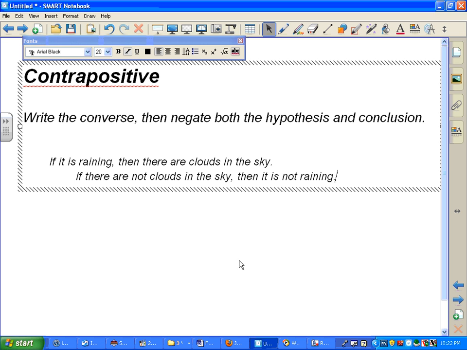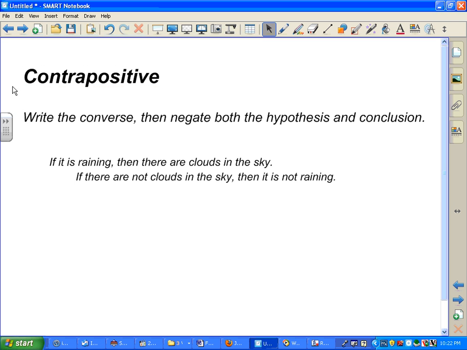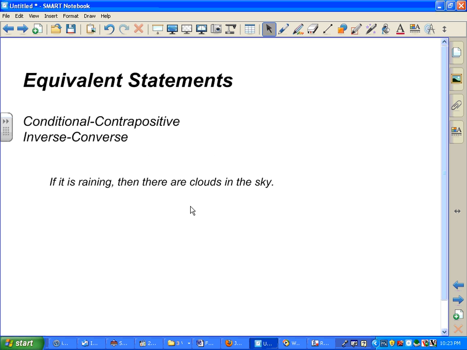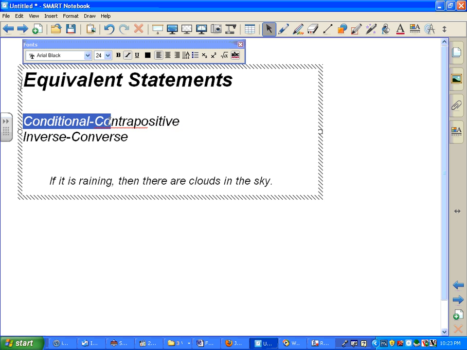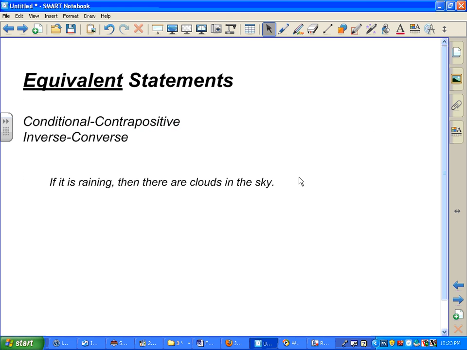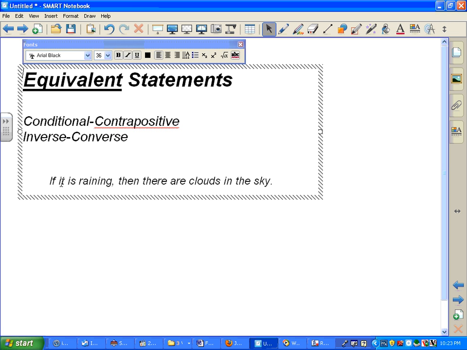Contrapositive. Okay? We're flying through this. We're in good shape. Equivalent statements. If we start looking at each of these and what each one of them means, what happens is your original conditional and the contrapositive will always be saying the same thing. They will be equivalent. Similarly, the inverse and the converse will always be the same. So what I want to do is take our original and point these things out.